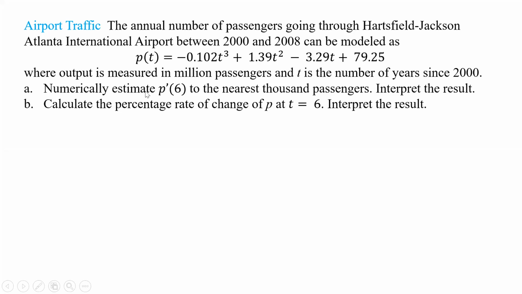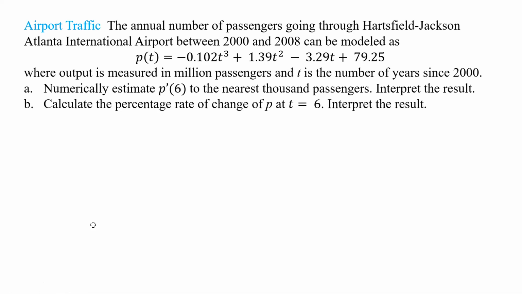We're supposed to numerically estimate p prime of 6, so do all those limits like we just did, to the nearest 1,000 passengers, and then interpret the result. And then on B, we're supposed to calculate the percent rate of change of p at t equals 6 and interpret that result. Okay, so let's go to Excel.